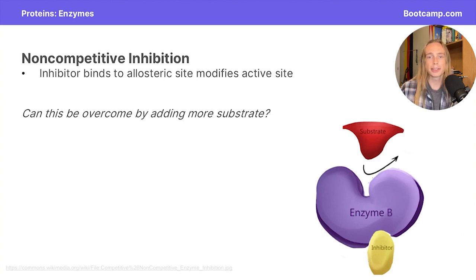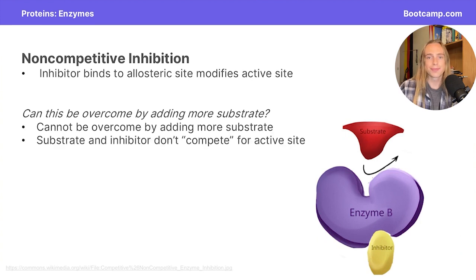So knowing that non-competitive inhibition changes the shape of an active site, do you think this can be overcome by adding more substrate? And great, so hopefully you pieced together that non-competitive inhibition cannot be overcome by adding more substrate. This is because the inhibitor and the substrate don't compete for an active site. Instead, the inhibitor simply deactivates the active site for a while.